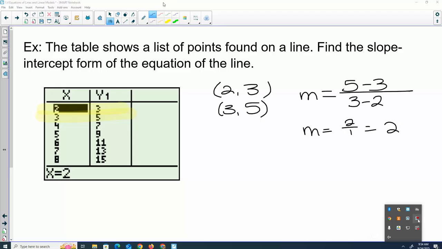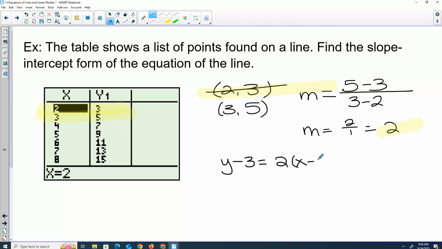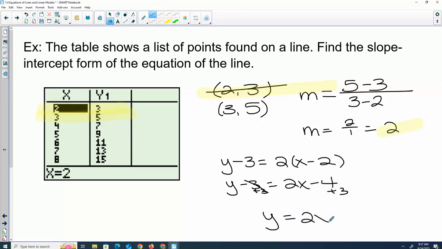So you take one of your ordered pairs. If I just go with the first one, and my slope, and most people use the point slope formula, so I'll do that. So y minus the y value equals m times x minus the x value. So y minus 3 equals 2 times x minus 2. Add over this 3. So we get y equals 2x minus 1. Alright, is that okay?